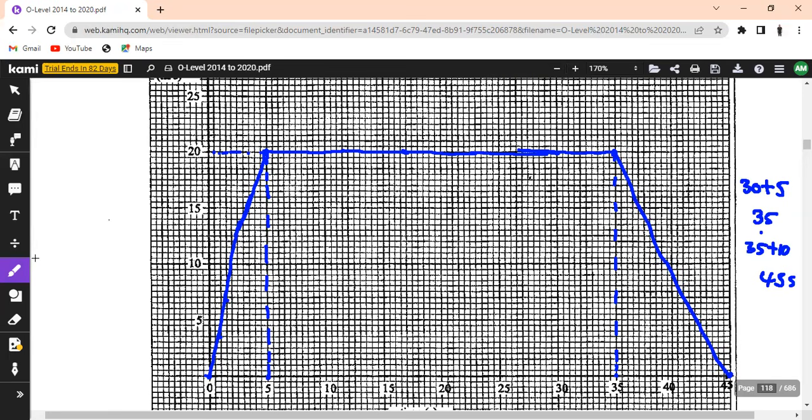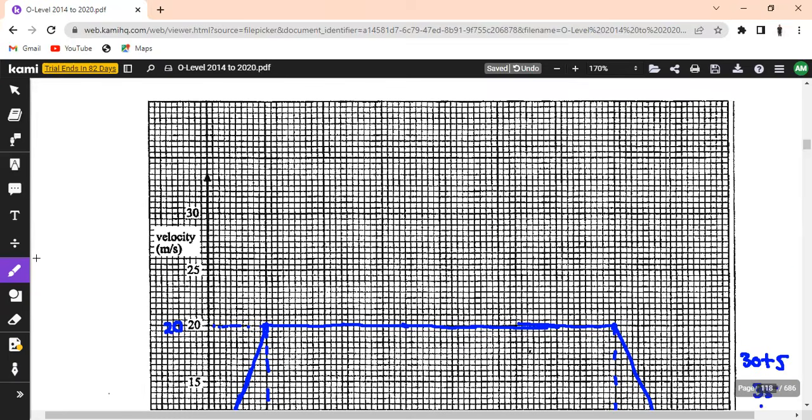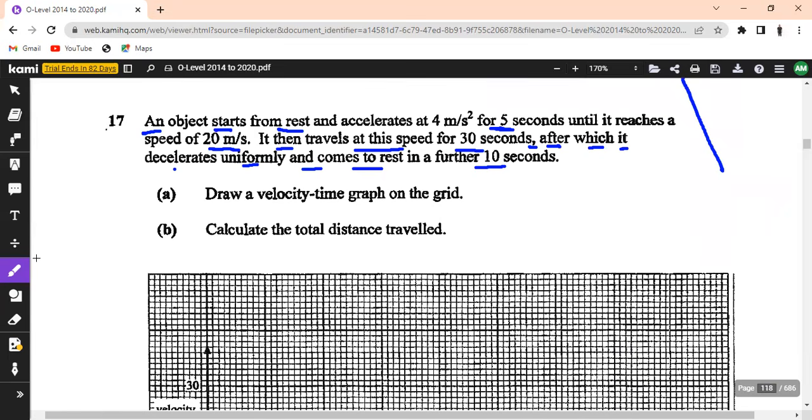All right, so that was your velocity time graph. So the major points here are 0, 5, 35, and 45, and this one at 20. Those are the points which are supposed to be clearly indicated on your diagram, and you join using a ruler. That was it. Then after drawing the velocity time graph, the question is now to calculate the total distance traveled.